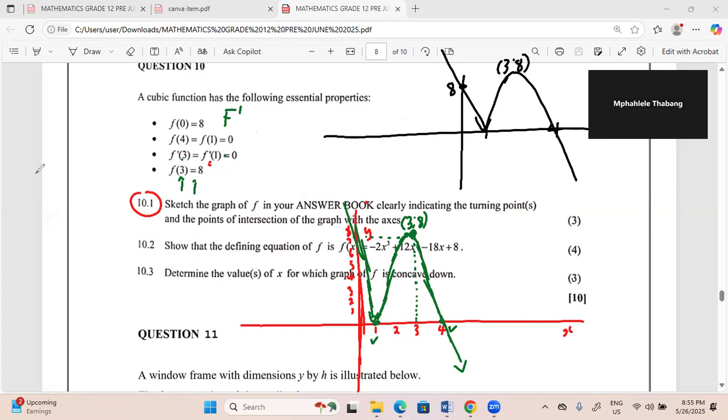Okay, let me do this, because the y-intercept is 8. It touched the y-intercept at 8. This is 1, actually this is the point 1 and 0, and this is the point 4 and 0. This is a graph of f of x.